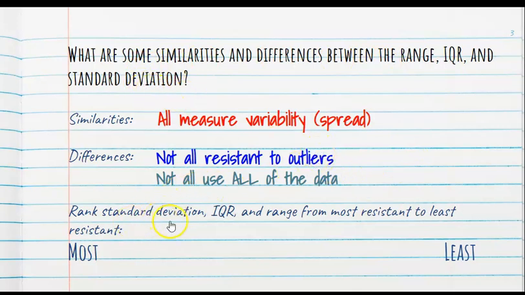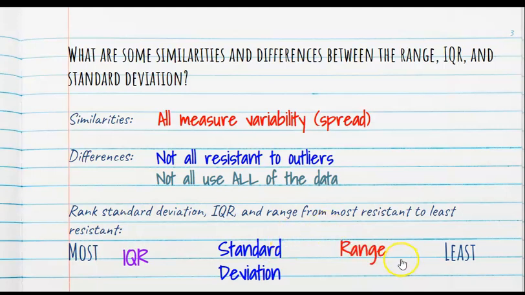Now, to rank standard deviation, IQR, and range from most resistant to least resistant, the most resistant measurement is IQR. Because, remember, it cuts off the low 25 and the high 25. So it takes into account just the middle 50% of the data. The next most resistant measure of spread is standard deviation. And you'll see the calculation accounts for some things in there in a minute. The least resistant is the range.